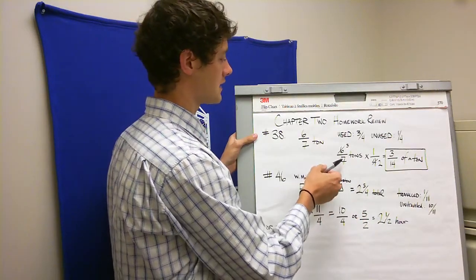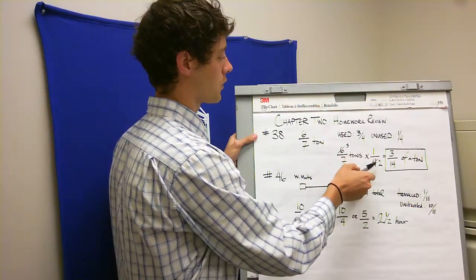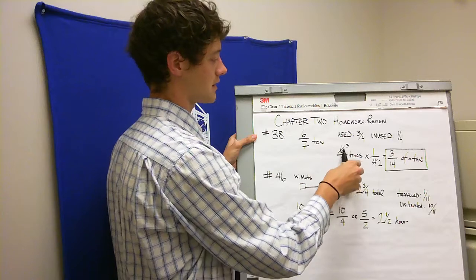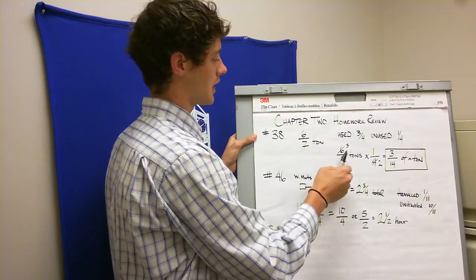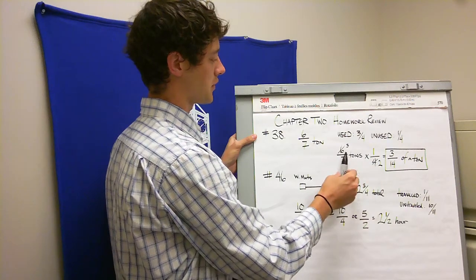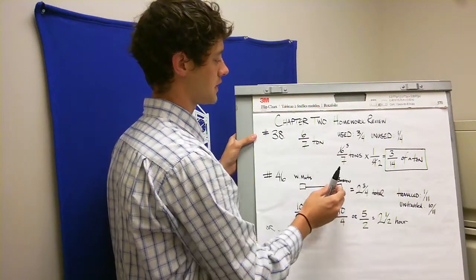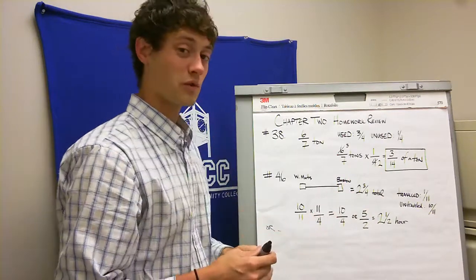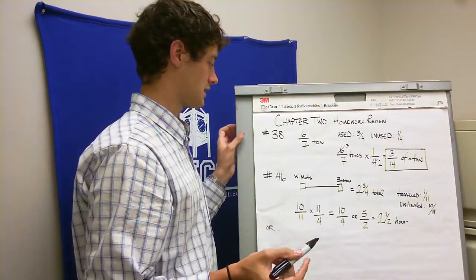And so 6/7 times 1/4, which is what's left of the tonnage, or the 6/7 of a ton, you can actually reduce down. So you can take a 2 out of both of these. So you have 3 times 1 is 3. 7 times 2 is 14. So there's actually 3/14 of a ton left.